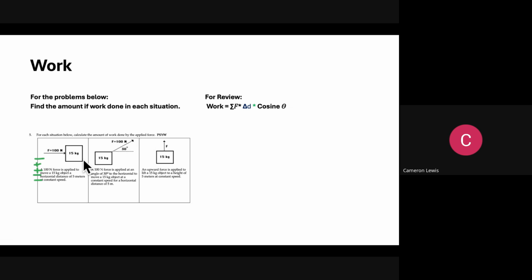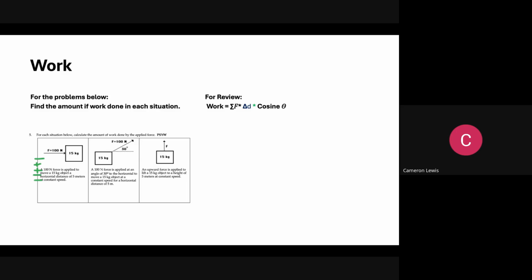So now we talked about work, and we want to actually calculate these. Just a quick calculation of work being done on each system. So now we have our equation. Let's see mathematically if we can put it together. For each situation, we calculate the amount of work being done by the applied force. Let's look at the direction of the applied force and then calculate the distance and find the work. So we have a 100 Newton force being applied to a 15 kilogram object, over a horizontal distance of 5 meters at constant speed. So let's do that first one.